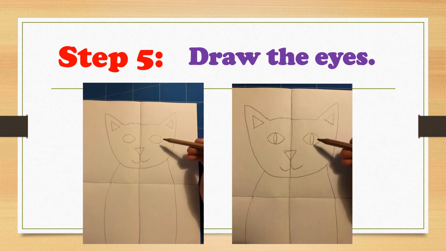Step number 5, we need to draw the eyes. So you can draw your eyes as circles. I've drawn my eyes as almost like football shaped eyes. So you can see they're not quite a circle, they've got a point at each side. And then I've drawn the inside of the cat's eyes as 2 long ovals, because cats sort of have those creepy, long, slitty sort of eyes.